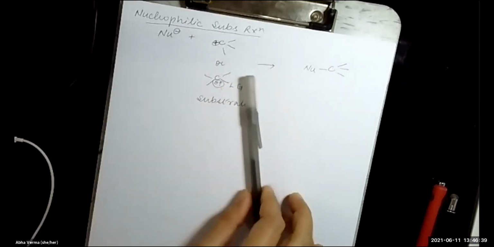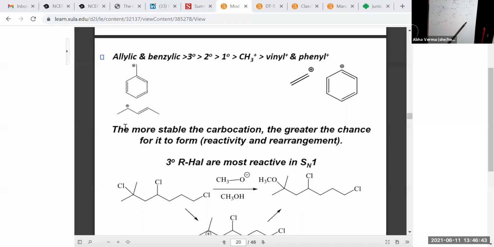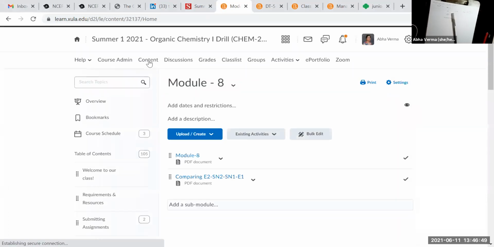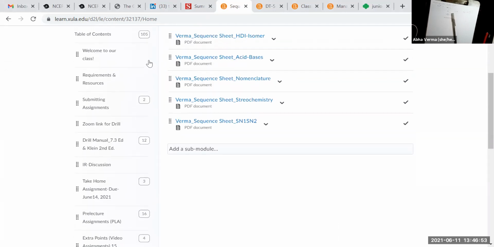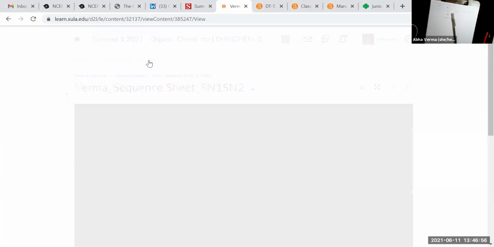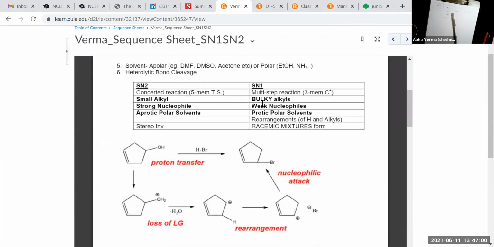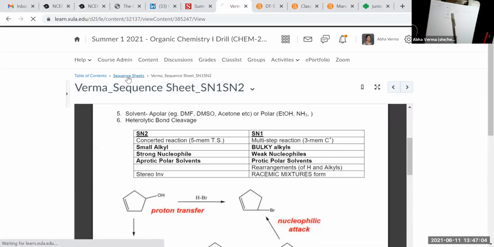Okay. I also have a handout in the content section. So besides the sequence sheets that I have for you, where you will see the differences between SN1 and SN2, and how to figure out what is SN1 and SN2, I would also like you to look at this handout.